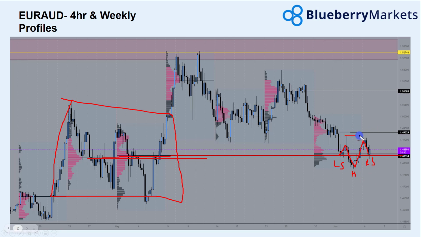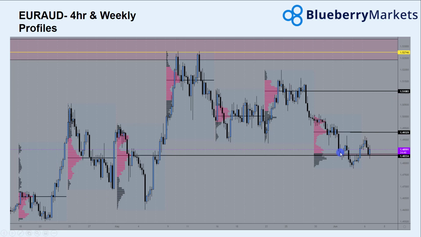Now the neckline is just sitting slightly below last week's point of control area. So this area through here is going to be quite interesting for price, because if price can trade through and beyond that point of control, hold above it and retest, I think we could see a move back towards the 1.5108 area. That would also complete this reversal pattern of the inverse head and shoulders and show that there's a potential sign for a change of trend to come. So that scenario there is what I'm looking for potentially to happen in the market.